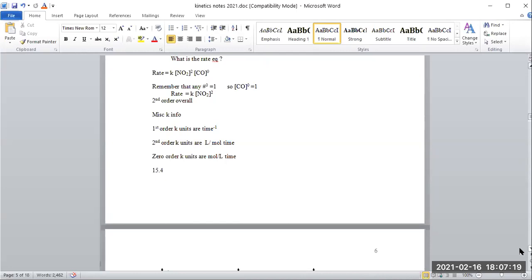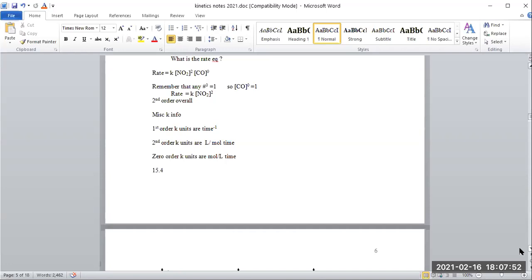Second order is molarity flipped upside down. So it's liters on the top and moles on the bottom. And time is also still on the bottom. You're not going to see a lot of third order. There's a little mention of it in your textbook you can look at. For the zero order ones, this one is molarity with time also still on the bottom.